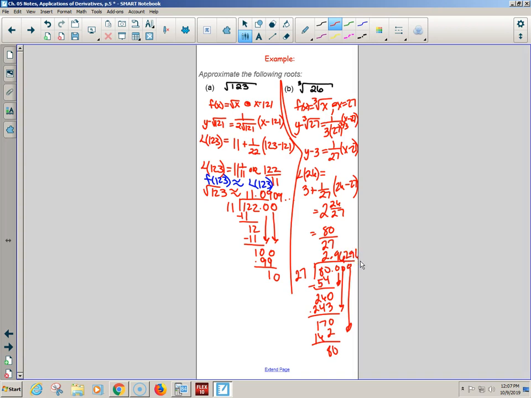Ooh, it's 2.96, 2.96, 2.96. You guys get the same thing? Yes. And what's the actual? 2.962. Okay. Not too shabby. So what is that? That is approximately the cubed root of 26.